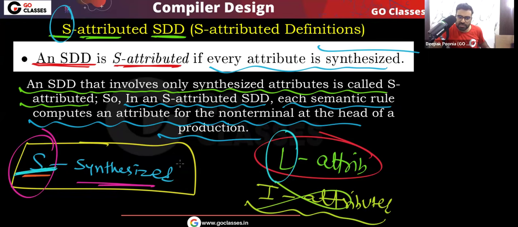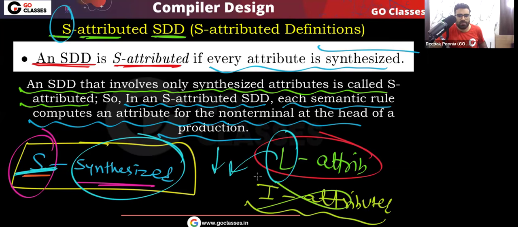So remember what this L means. Here S means synthesized. But what does L mean? Does L mean inherited? No, L does not mean inherited. L means left to right, or top down. But we also allow top down in this L attributed SDD. We also allow synthesized. In L attributed SDD, L means left to right.